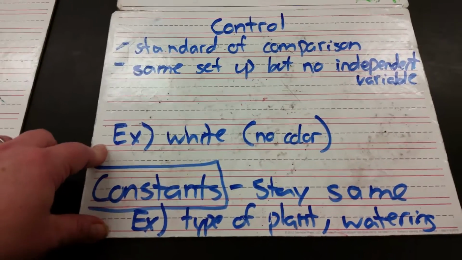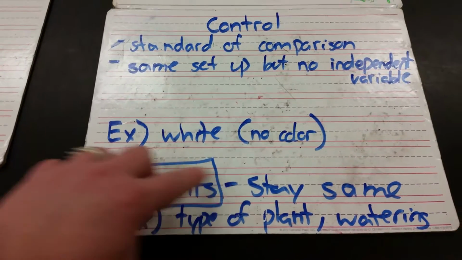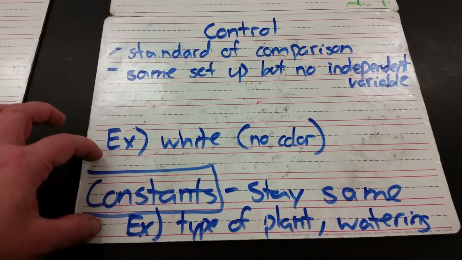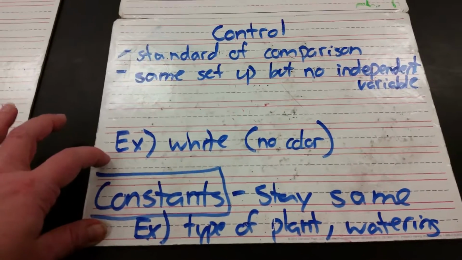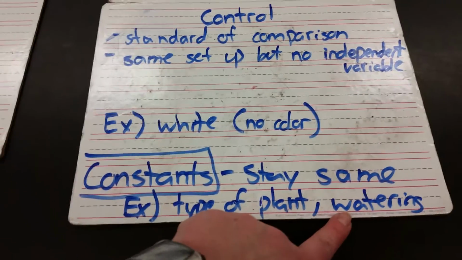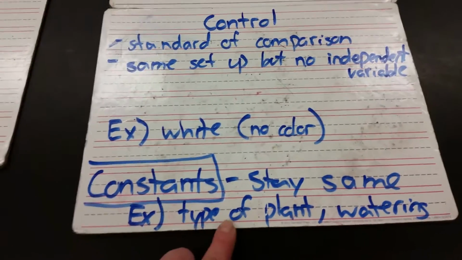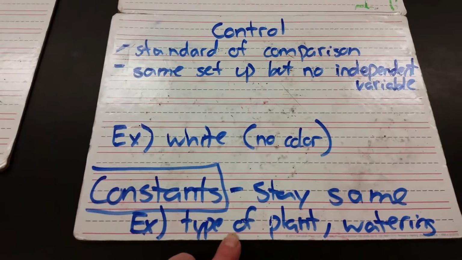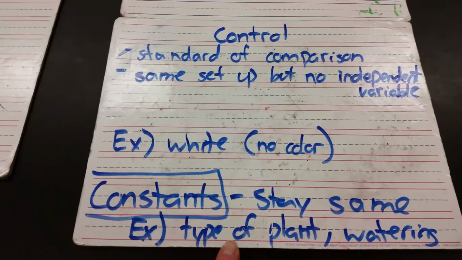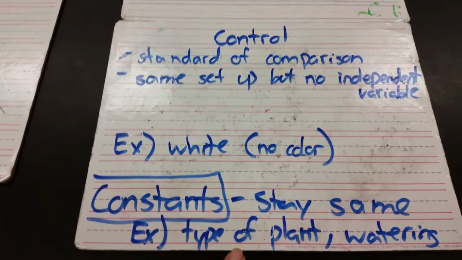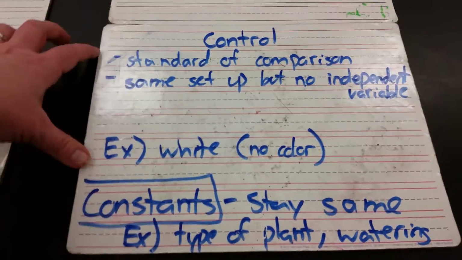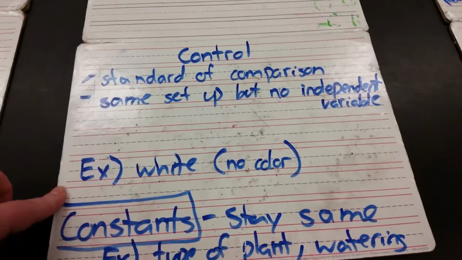All right, now I need my constants. Those are things that are going to stay the same, so we don't want to mess up our experiment by watering one plant too much and one not enough. So I would want to keep things like watering consistent or constant, and then I would want to use the same type of plant. I wouldn't want to use peas for red light and daisies for blue light because there may be a different growth rate. So constants and controls are going to help make sure your experiment is valid.